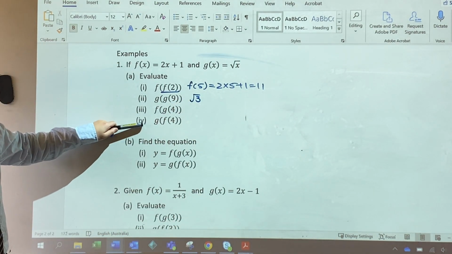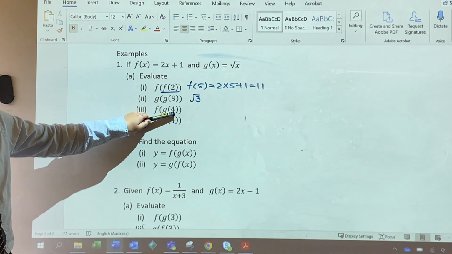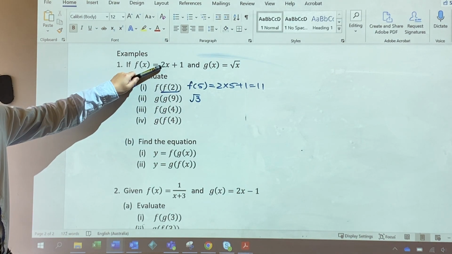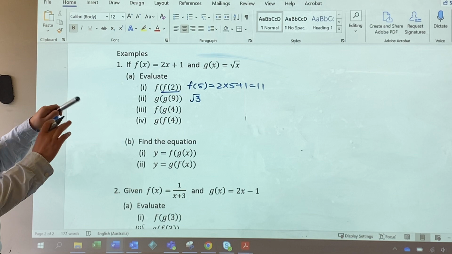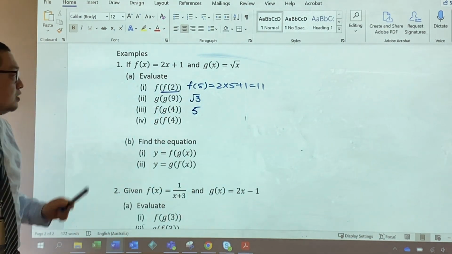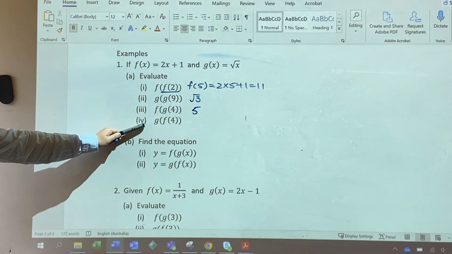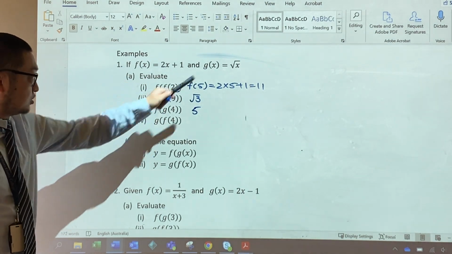I'll do the next one. You guys try the next one, right? g of 4. g of 4 is square root of 4. It's 2. 2 goes into here. 5. I didn't write that working out, but I'm sure that's okay, right? Next one. You guys try. f of 4 is what? 9. Square root of 9 is 3.